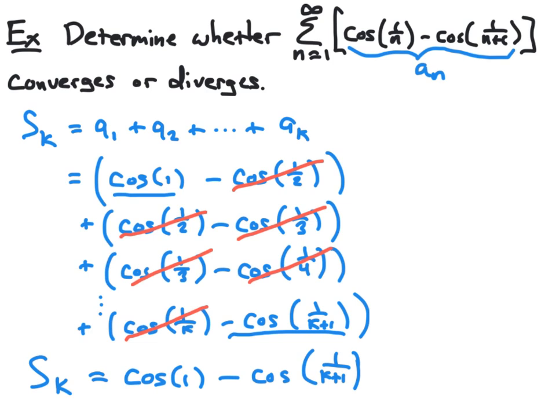It behaves much like an old-fashioned telescope where you can push the ends together and everything in the middle collapses to make a much smaller object. Here we have this sum with a lot of terms, and with the cancellation, as we've seen here, we get a lot of collapsing and we have just 2 terms remaining. To determine whether our series converges or diverges, we simply need to determine the limit of this sequence S sub k.